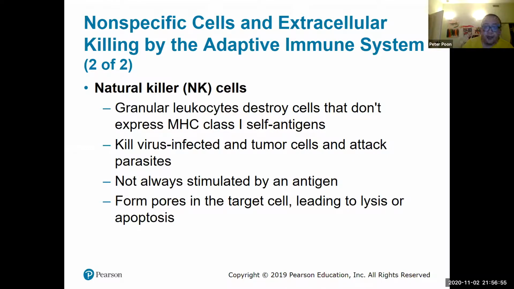They kill virus infected tumor cells. One of the ways that tumor cells try to avoid getting killed by the other parts of the immune system is to downregulate MHC class 1. So they don't show that very often, so you don't see that, and you don't know it's infected, and stuff like that. And natural killer cells get to those guys.